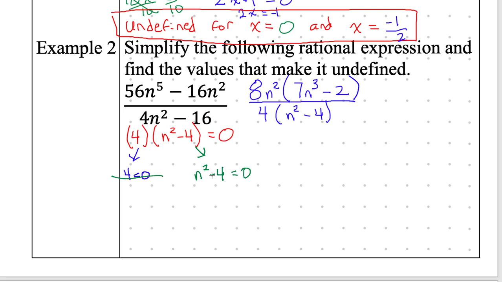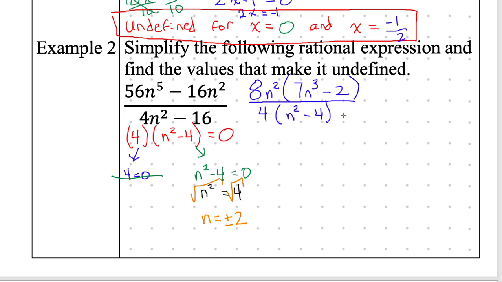Can someone solve this for me? Quiet raised hand. Teflon? Add 4 to both sides, okay. Square root it. If I square root both sides, and I get n is equal to, careful, plus or minus 2. Whenever I square root, I could have a negative 2 times a negative 2 to get a 4, or a positive 2 times a positive 2 to get a 4.